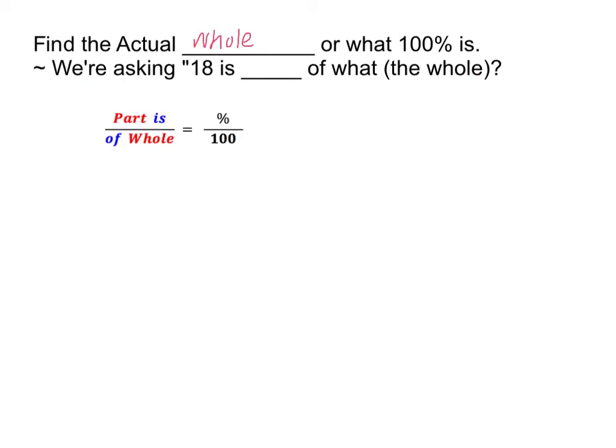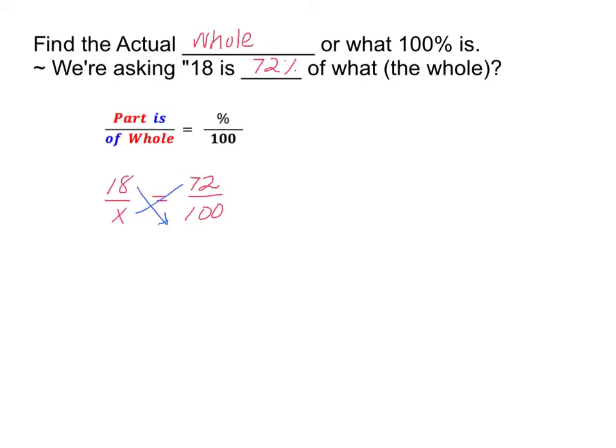Now let's find the actual whole, or what 100% is. We're asking 18 is 72% of what number? So let's go ahead and set this up in our formula. I've got the 72 in the percent spot, the 100 where it goes, and 18 is my is because that's the part, and I don't know the whole.